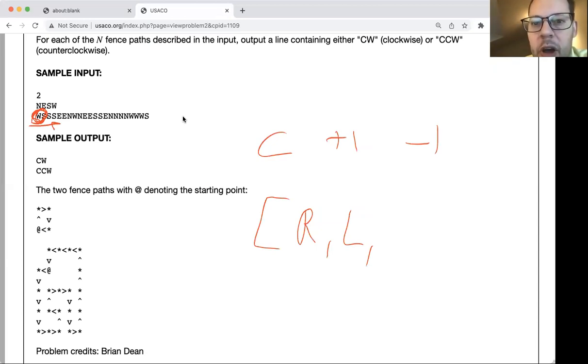But ultimately, as long as you go through, when you find 2 letters that are not equal, you're able to look up whether or not that's a left turn or a right turn and keep track of that. And when you get to the end, just identify whether or not you had more left turns or more right turns. If you had more left turns, then you've gone counterclockwise. If you have more right turns, then you've got clockwise.